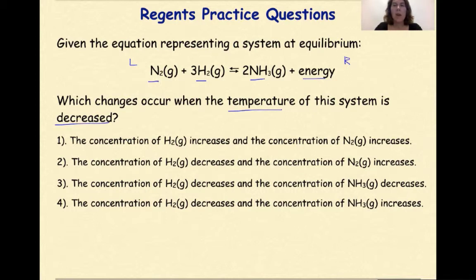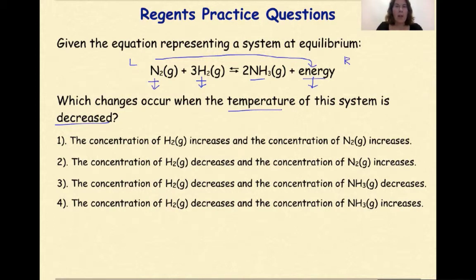All right, so here's energy. That's representing our temperature because we know that temperature is a measurement of energy. So it is being decreased. Therefore, I have to shift to replace. So I'm going to go from reactants and form products. The answers below refer to changes in concentration of either the nitrogen, the hydrogen, or the ammonia.